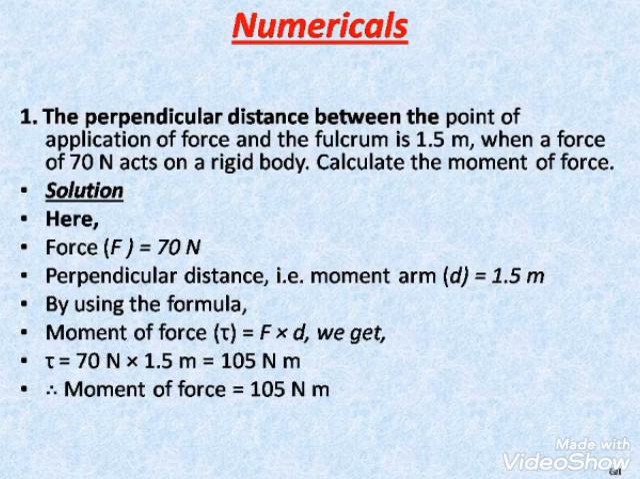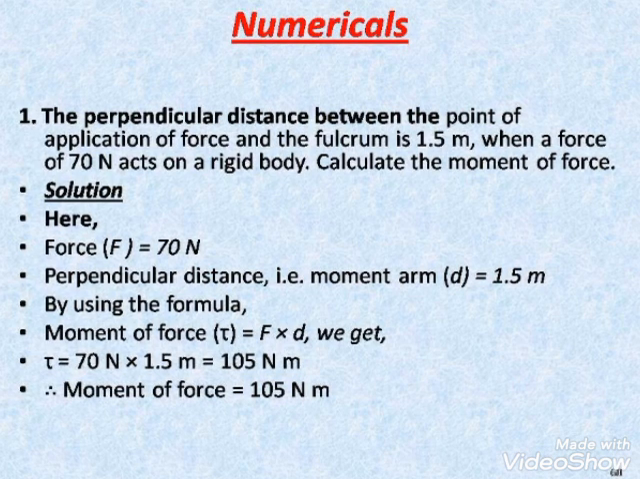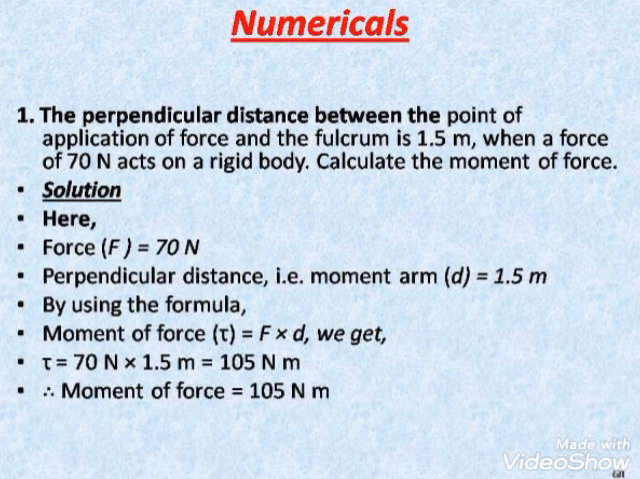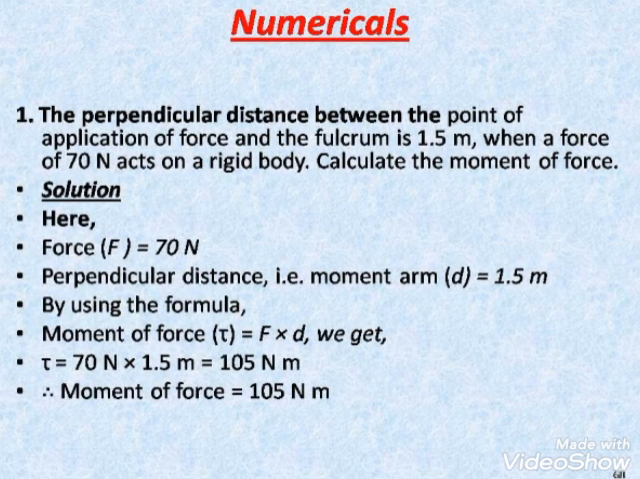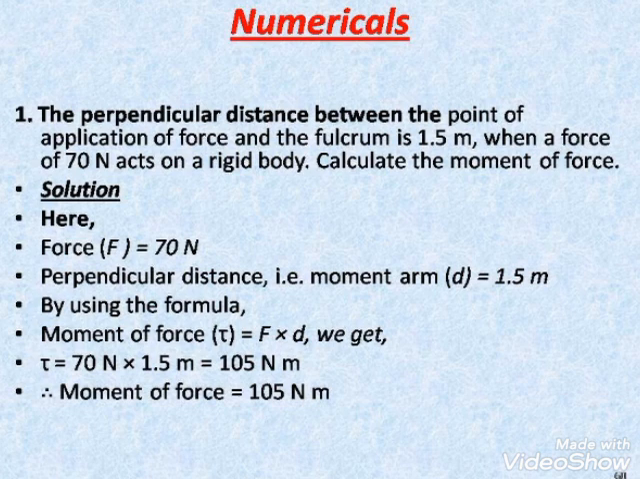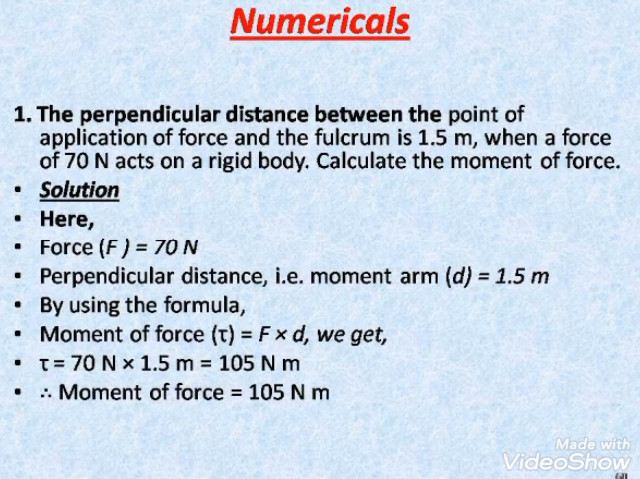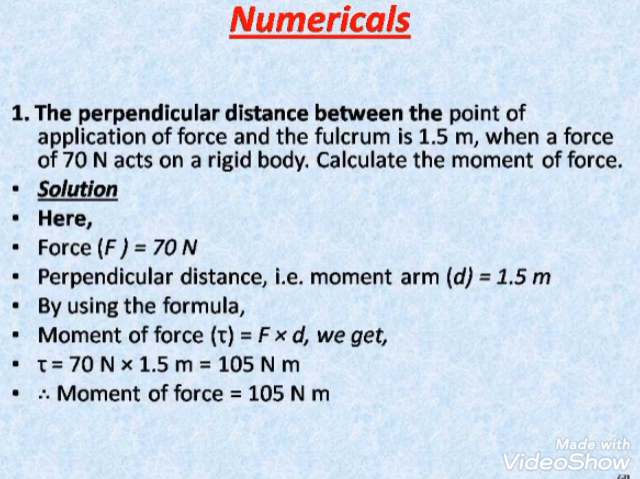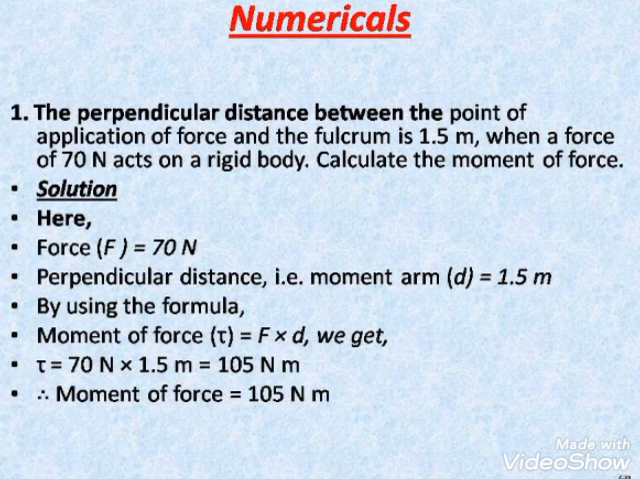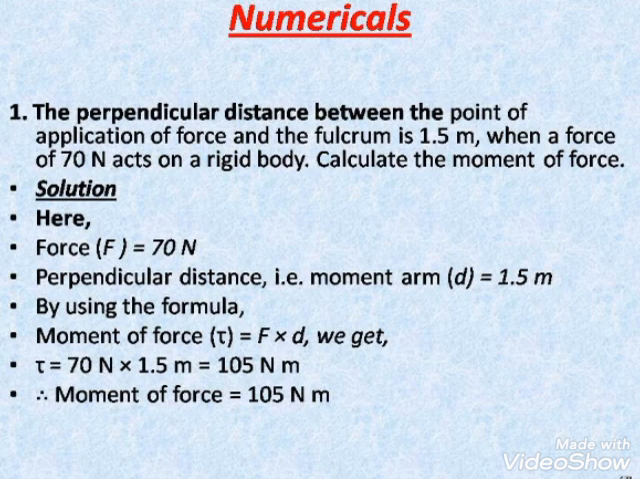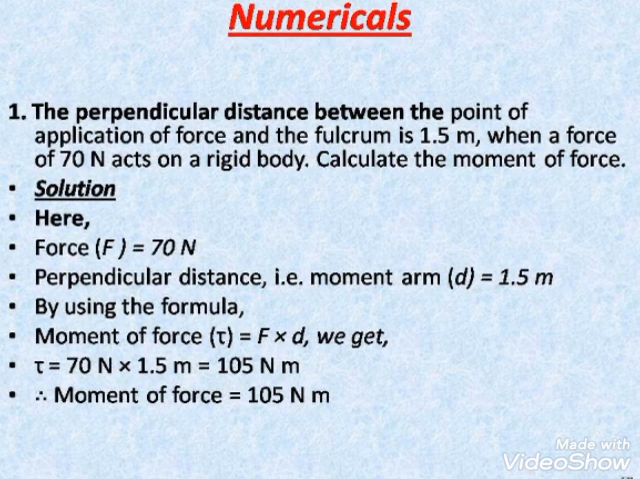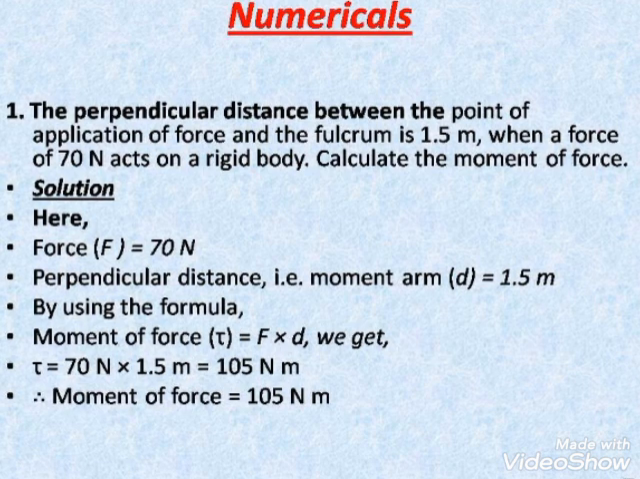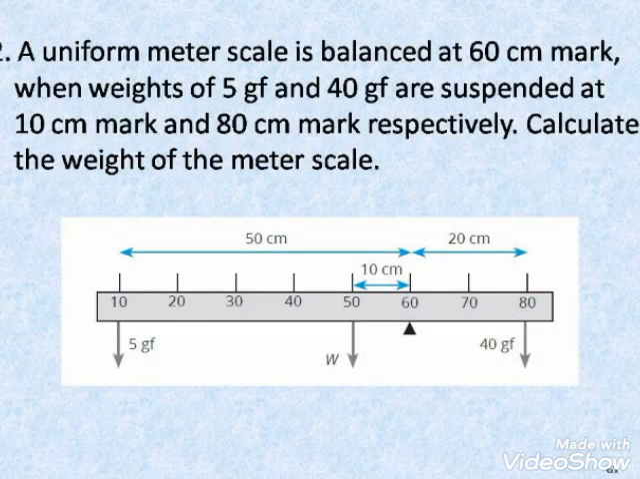Now let us discuss some numericals on the basis of what we have studied. The perpendicular distance between the point of application of force and fulcrum is taken as 1.5 meter. When a force of 70 Newton acts on it, calculate the moment of force. So how are you going to calculate the moment of force? Here we are going to use the formula for moment of force, tau, which is equal to F into D. And you know that the force applied is 70 Newton and the distance, the moment arm, is 1.5 meter. So by using the formula, you can calculate it.